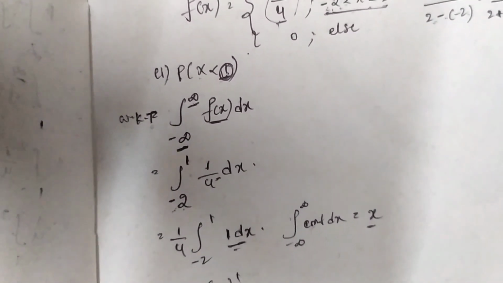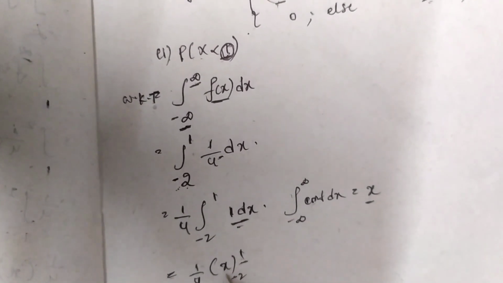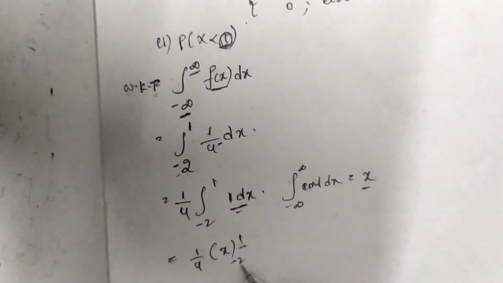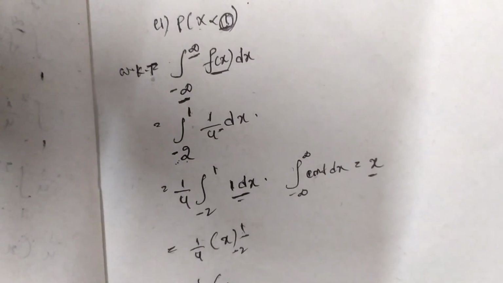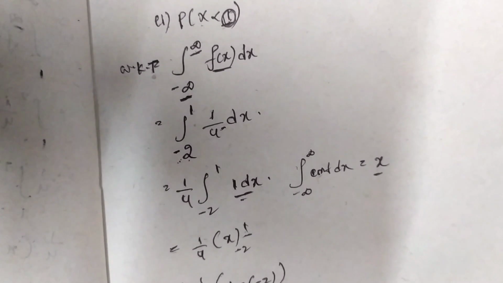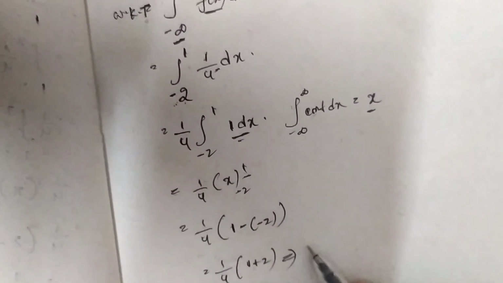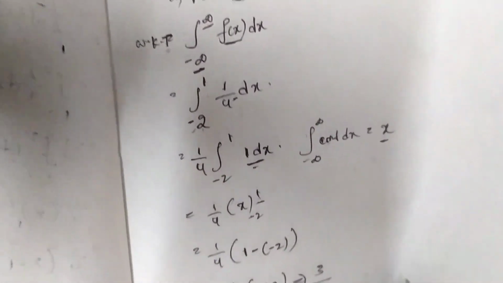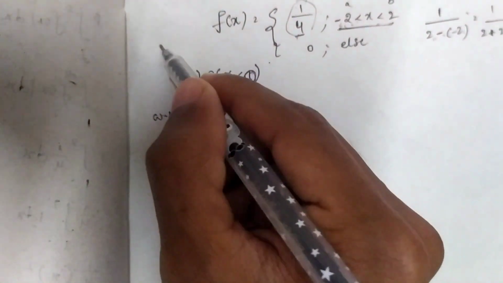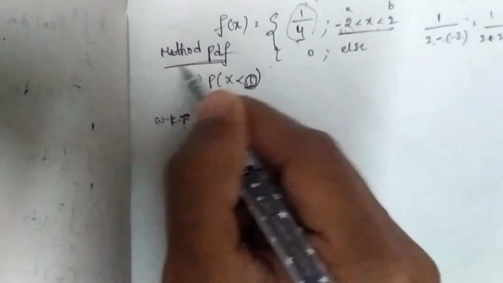We get 1 by 4. Substituting 1 one time and replacing minus 2 one time, we get 1 minus of minus 2. We get 1 by 4 into 1 plus 2, that is 3 by 4. This is using method 1, that is the PDF method.